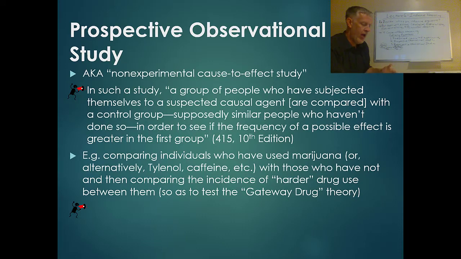So as the authors point out from page 415 of the 10th edition, when describing prospective observational studies, or what they called at that time, non-experimental cause-to-effect studies, in such a study, quote, a group of people who have subjected themselves to a suspected causal agent are compared with a control group, supposedly similar people who haven't done so, in order to see if the frequency of a possible effect is greater in the first group.